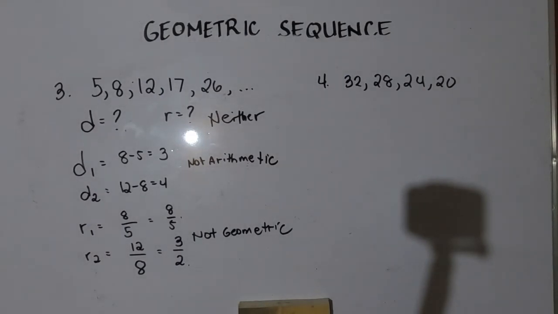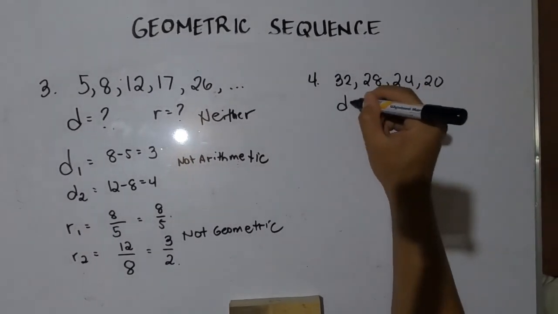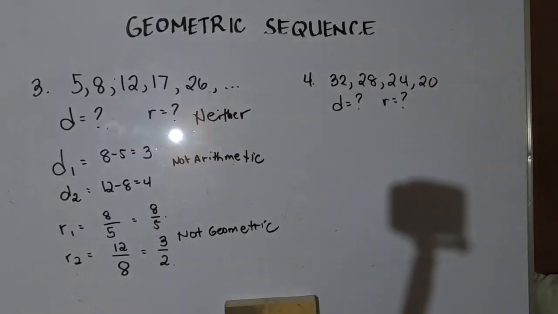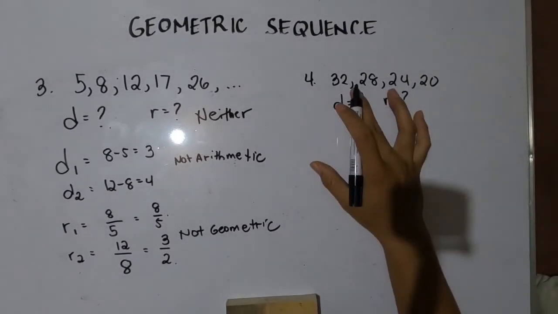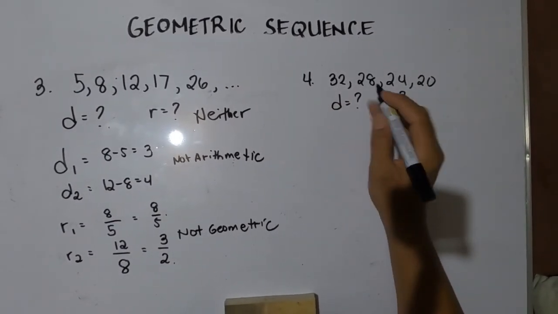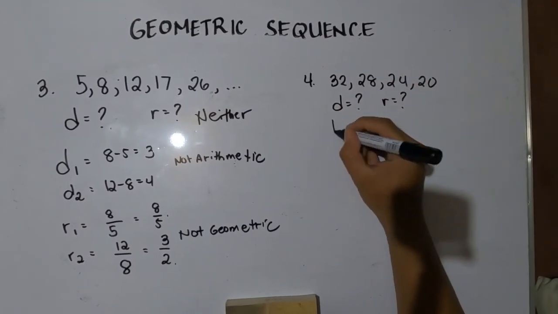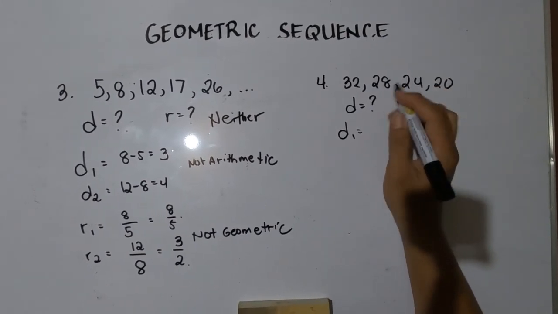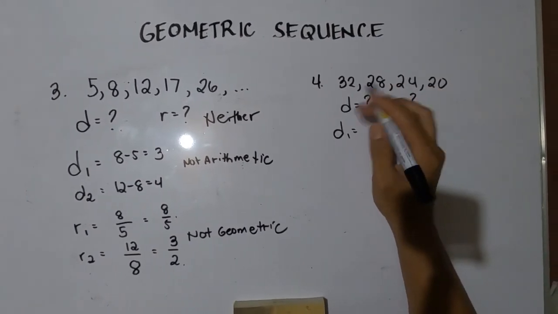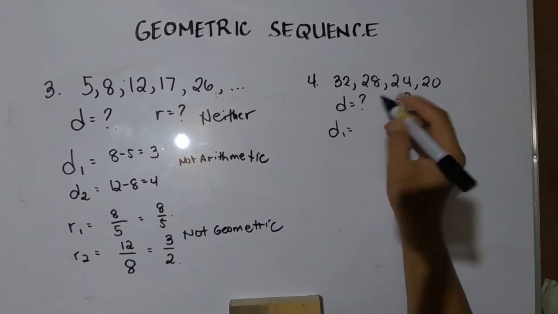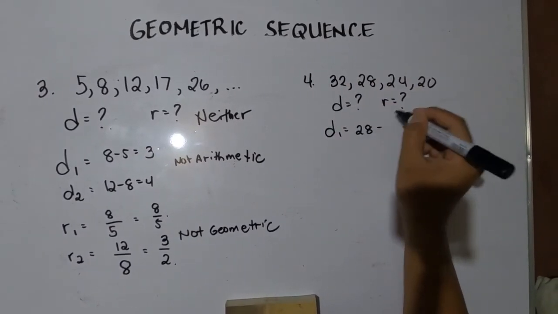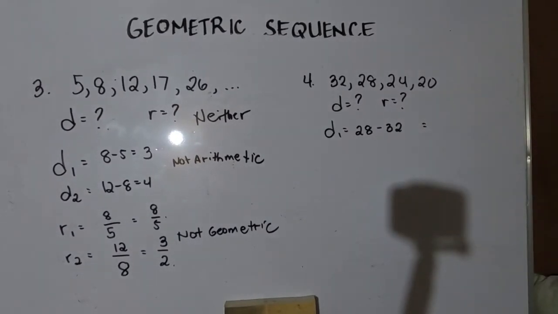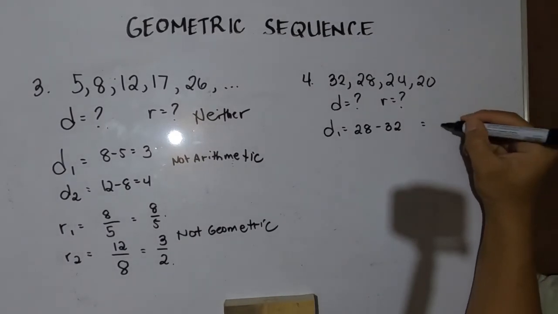Number 4. We need to find again the common difference and the common ratio. So, let's try verifying whether the sequence is arithmetic by finding the common difference. Let's try to determine the difference between the second term and the first term. It's 28 minus 32, that is equal to negative 4.